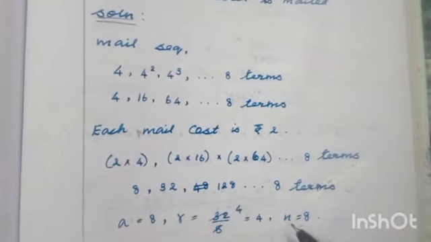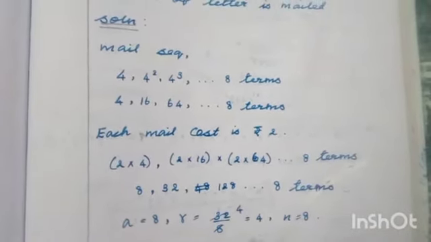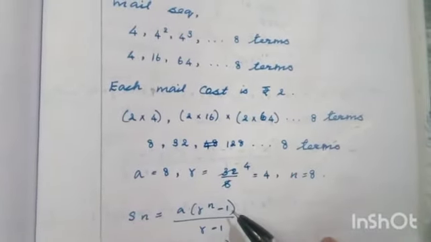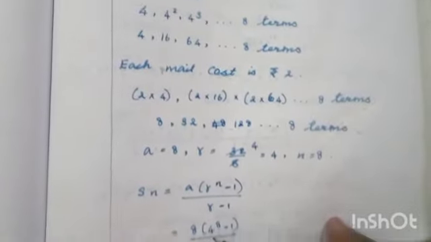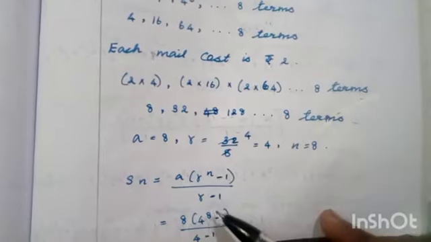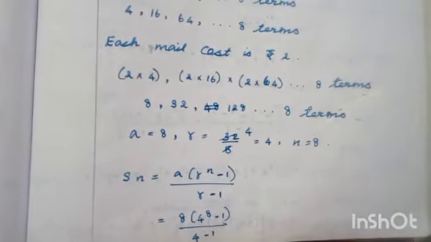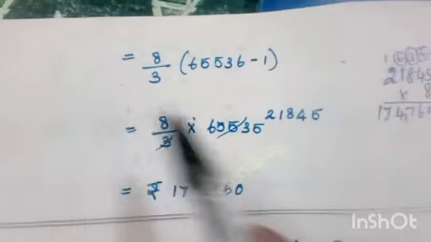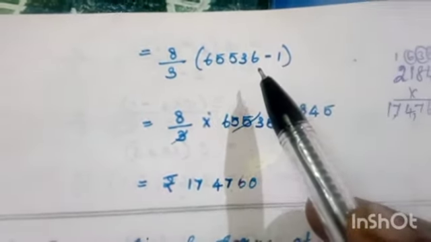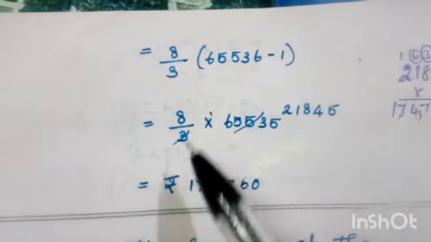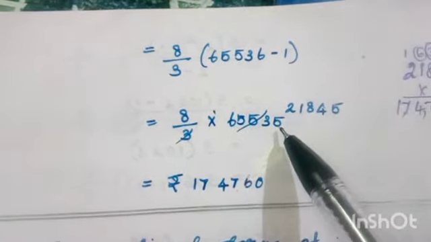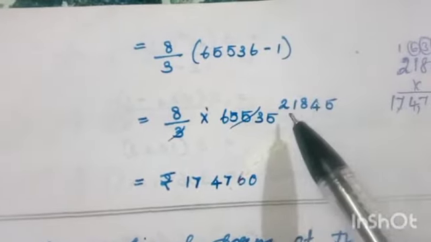So n is equal to 8, and now r is greater than 1, we have to use the formula Sn equal to a into r power n minus 1 by r minus 1. The a value is 8, r value is 4, n value is 8, 4 power 8 minus 1 by 4 minus 1. 8 by 3 into 4 power 8 value, 65,536 minus 1. So that is 8 by 3 into, you have to subtract this, 65,535. The cancelling is possible, you have to make cancel.